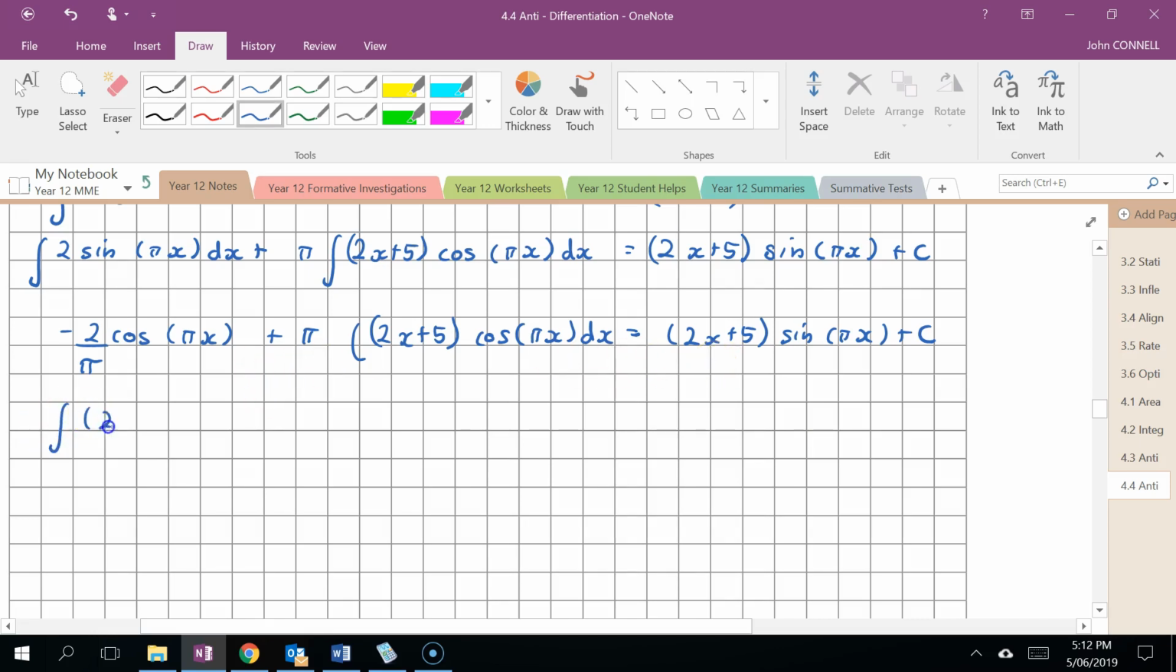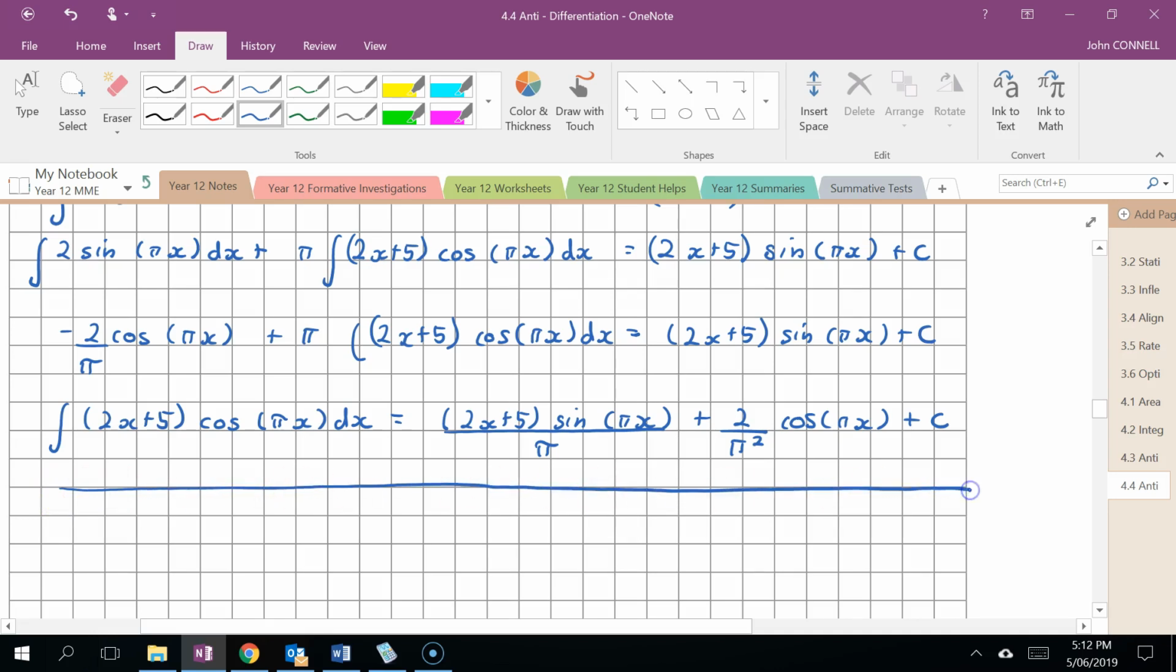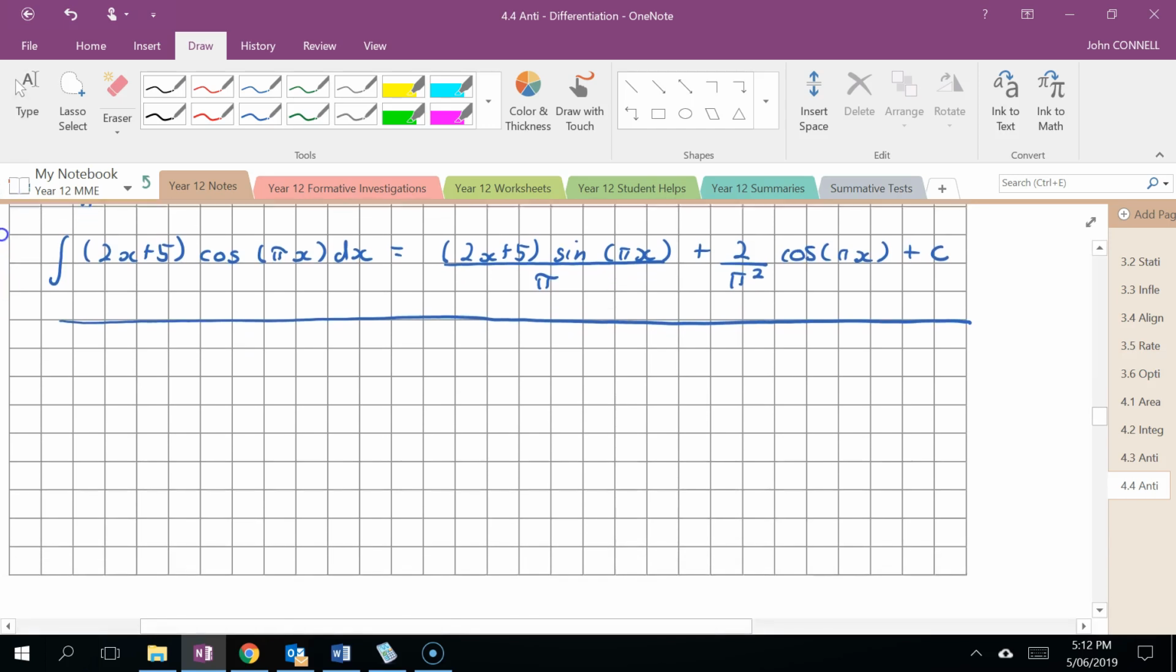So the integral of 2x plus 5 cos pi x is equal to 2x plus 5 sine pi x, and that will be plus 2 on pi cos pi x plus c, but I also said I was going to divide everything by pi, so this will be all over pi, that'll be all over pi squared, and it'll have no effect on our c. C is so arbitrary that we don't even need to change it when we divide or add things to it.